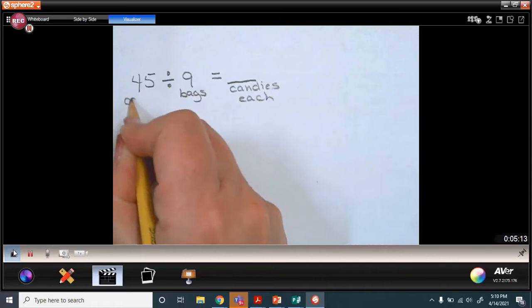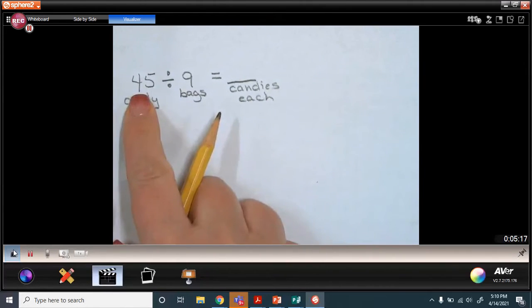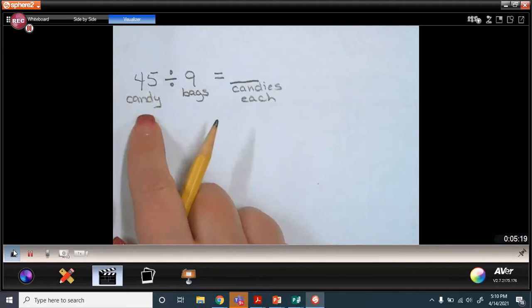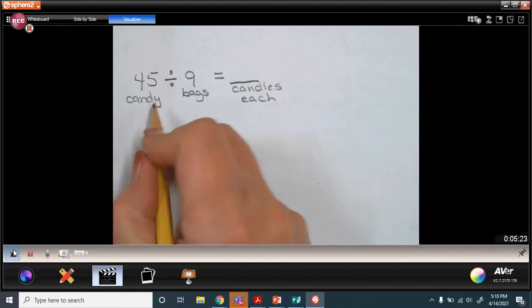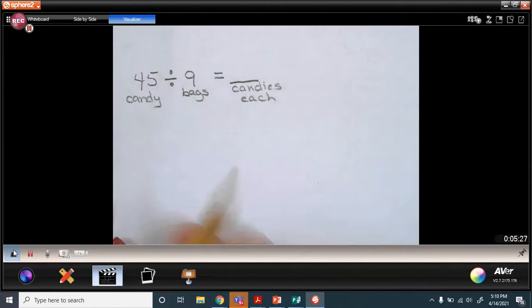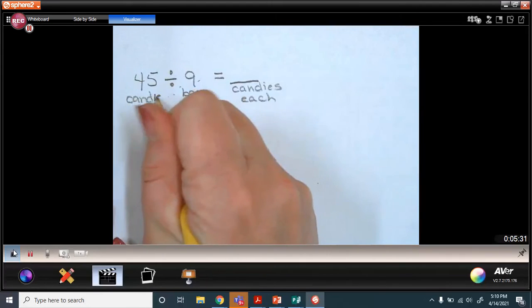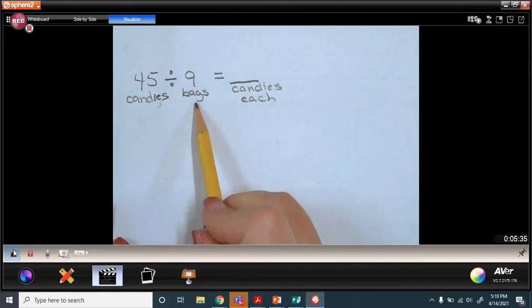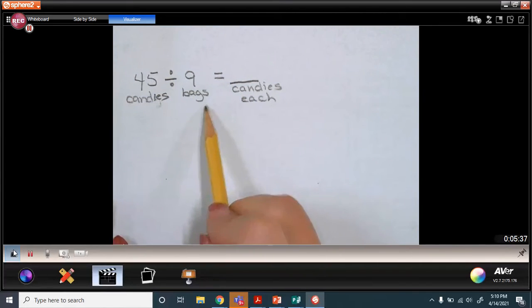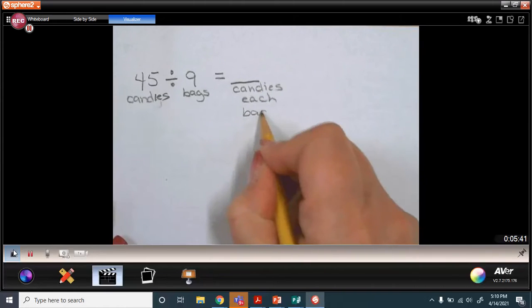And this is all my candy. So remember, your division sentence always has to start with the total objects that you have. And in this case, we have 45 pieces of candy. Let's make it plural with an IES here, candies. So 45 candies, we're putting them into 9 equal groups, which are the bags, and there's going to be a number of candies in each bag.